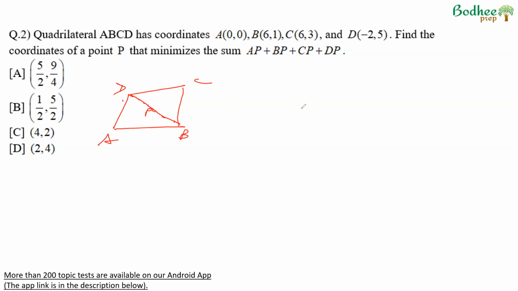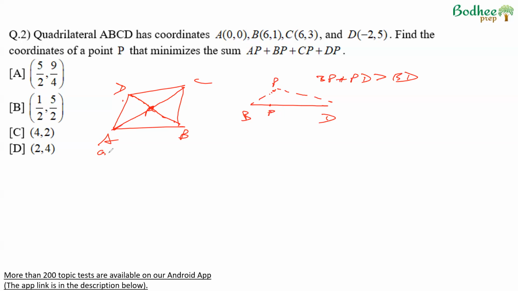So if I take any point P here on BD, BP plus PD will be equal to BD. If this P is not on BD, BP plus PD, because of the property of triangle, will be greater than BD. So the shortest sum of BP plus DP is this direct line BD. Any point on this line will give us the same sum. Similarly, the smallest value of AP plus CP will be on a point which joins AC. Therefore, the P that I have to choose should be the point of intersection of the diagonals.